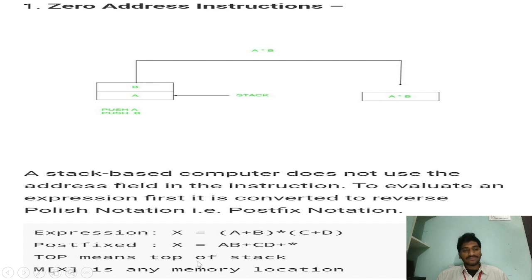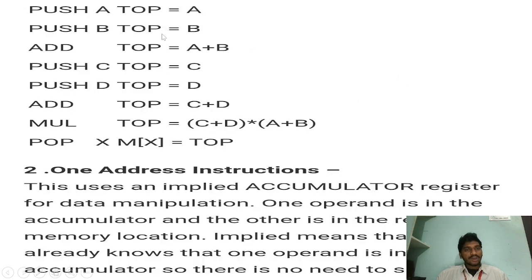Top means the top of the stack. M of X is any memory location, that would be an address, maybe 100, 200. And next, the operations will continue as follows.